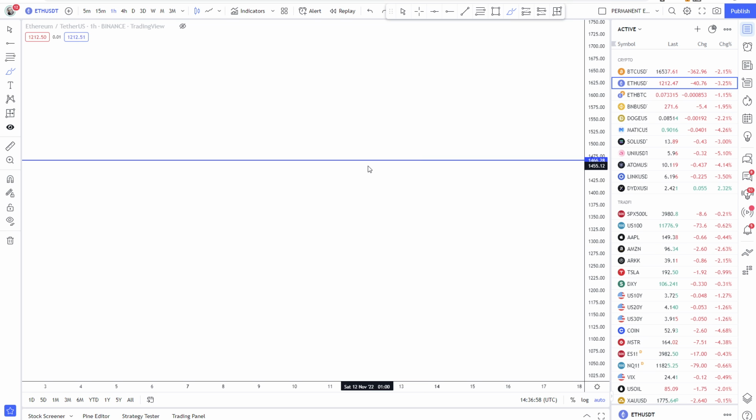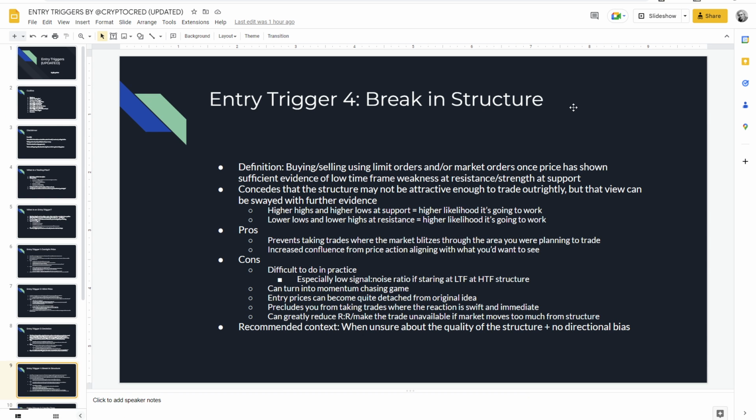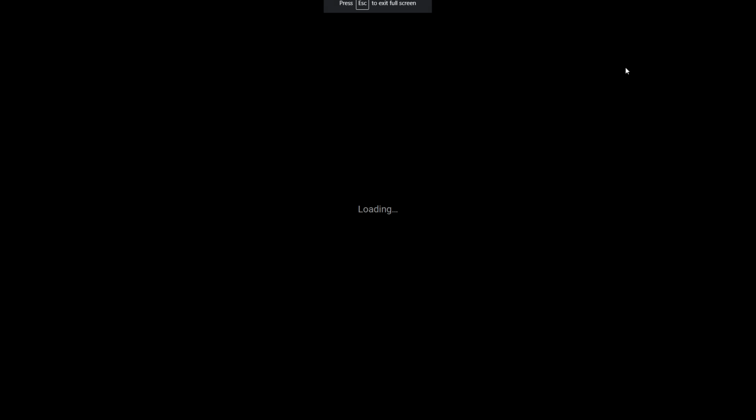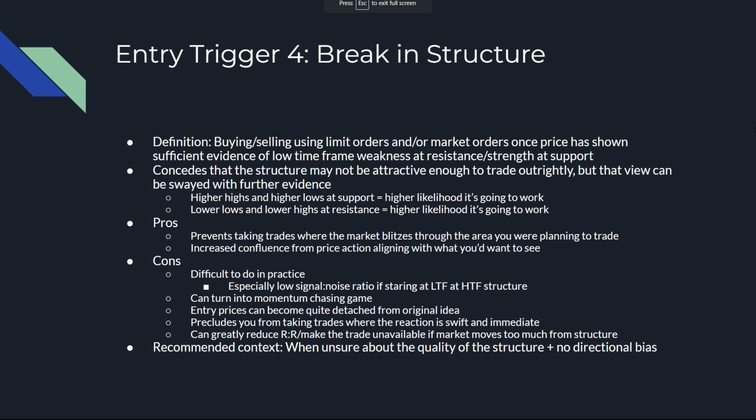So you can miss out on some absolute sitters, especially if we're talking about those fresh rounded levels, if you're not comfortable trading the level itself and instead waiting for confirmation or a break in structure. And again, you can greatly reduce the risk reward and make the trade unavailable, which is the implicit point there. The recommended context for these, if you're really experienced, is probably the first one, because most beginners, I think, would be better off just doing business at the level itself rather than waiting for the market to show them whether it's support or resistance.